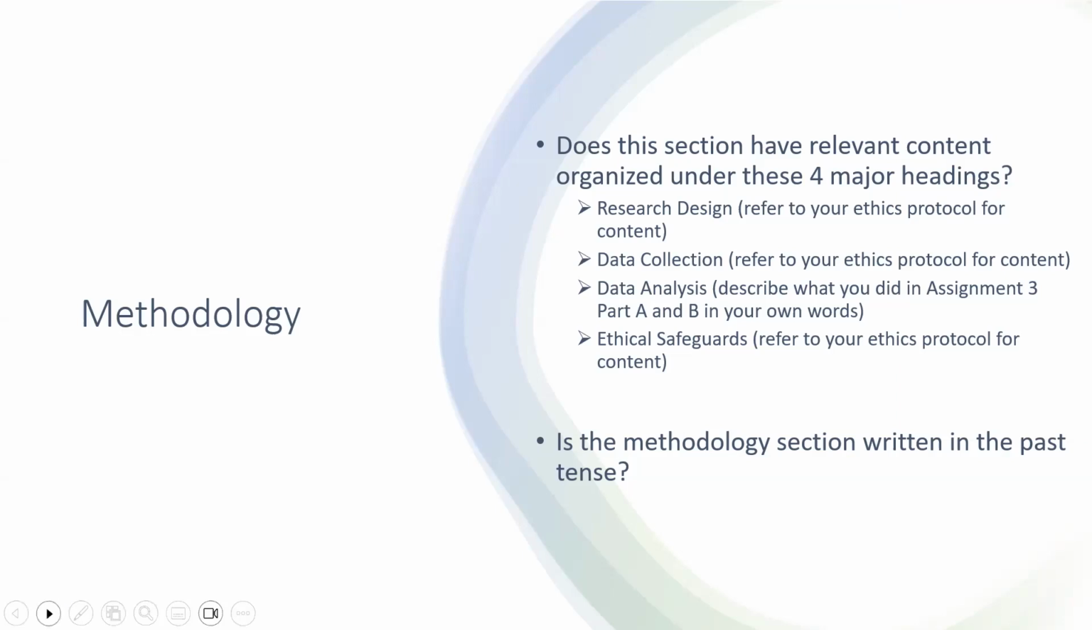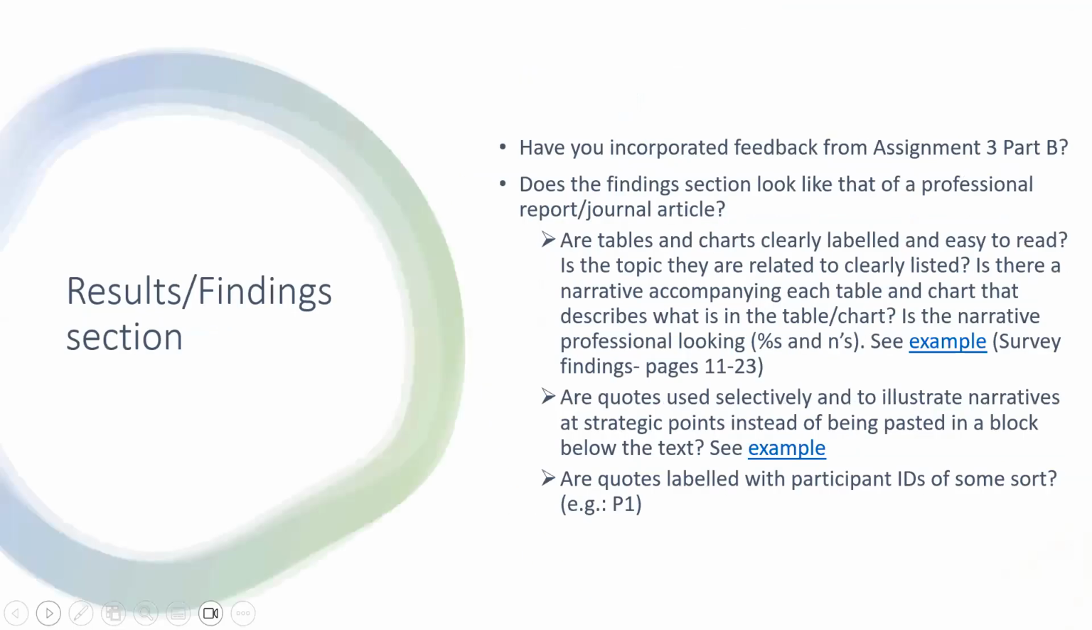So this is nice work for the methodology section. And for your results and findings section, you want to make sure that you incorporate any feedback that you got from assignment 3 part B. You want your findings section to look like those in professional reports and journal articles. And once again, in the readings from this semester, you've got a lot of great examples.